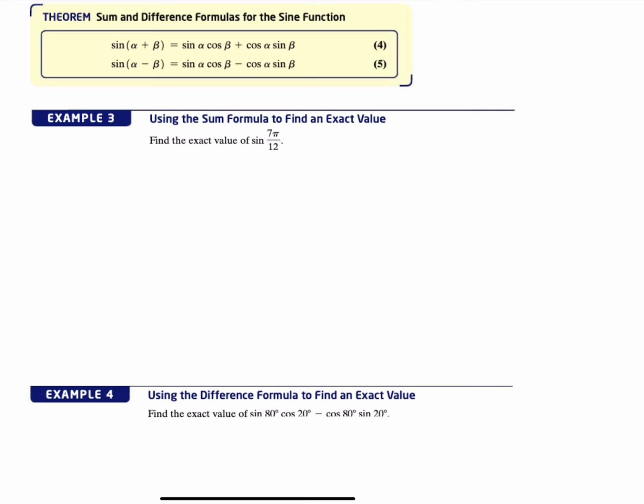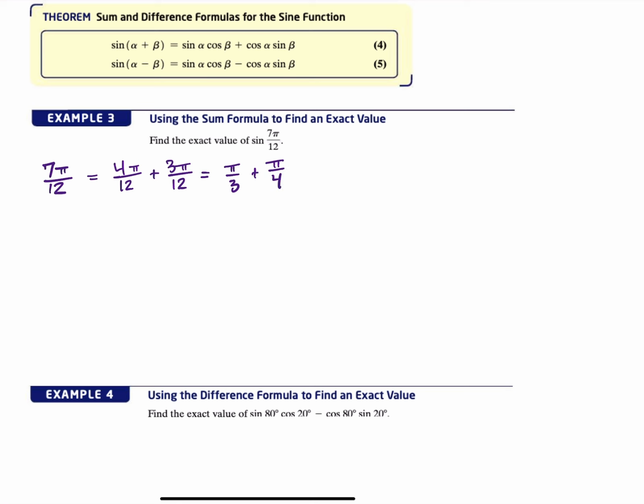The first one, example 3, is asking for the sine of 7 pi over 12. So 7 pi over 12, we need to express this as the sum or difference of two known unit circle angles. So we can just kind of guess and check. I know 4 plus 3 is 7, so I can try 4 pi over 12 plus 3 pi over 12. So that would reduce to pi over 3 plus pi over 4. And those are good angles to use.